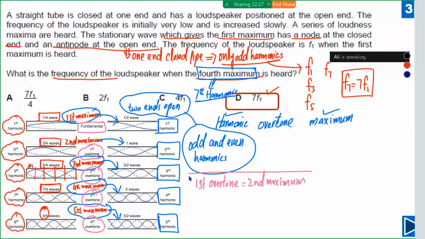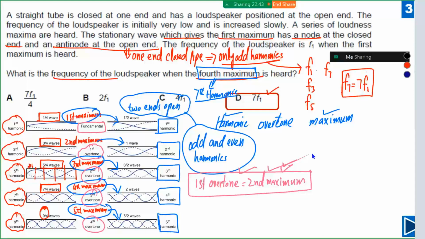First overtone is second maximum. So in this case you see the second maximum here for the one end closed pipe, and the second maximum for the two ends open pipe. The first overtone starts from the second maximum. So these things you need to understand about stationary waves for one end closed pipe and two ends open pipe. If you understand these points, you can answer questions about both pipes. I hope this is clear to you.